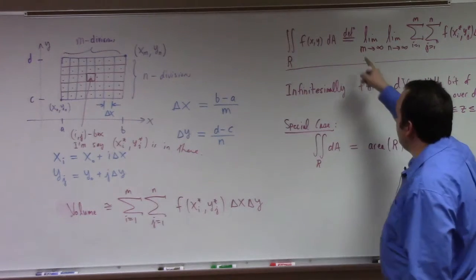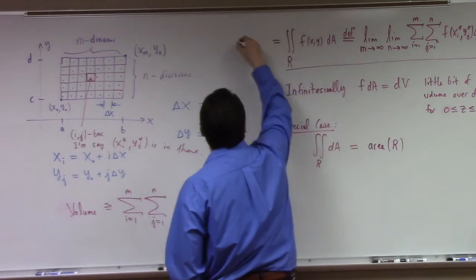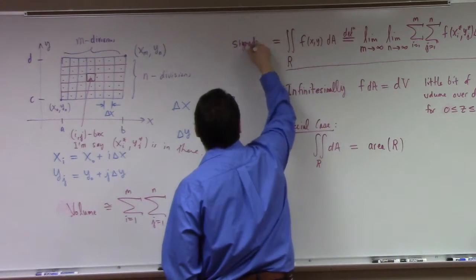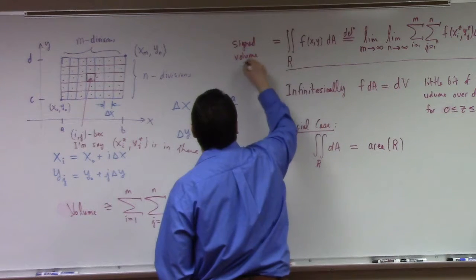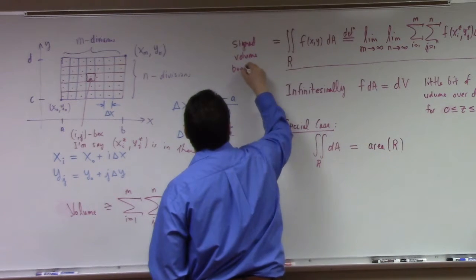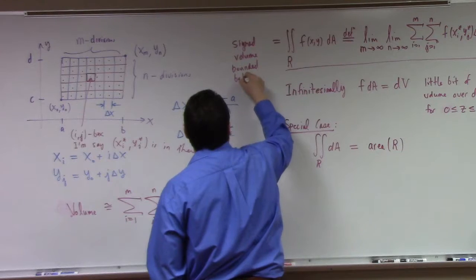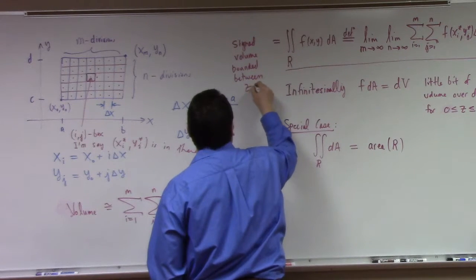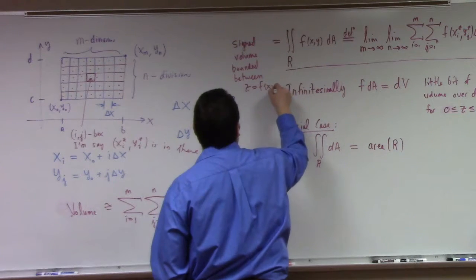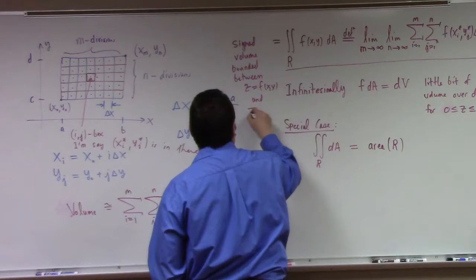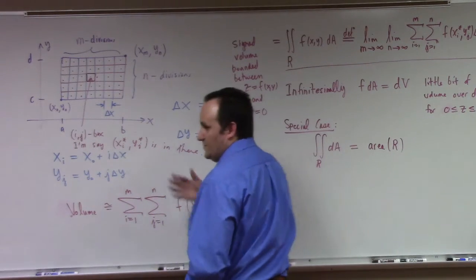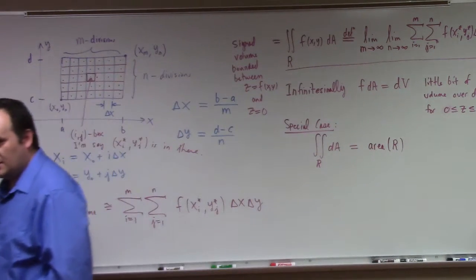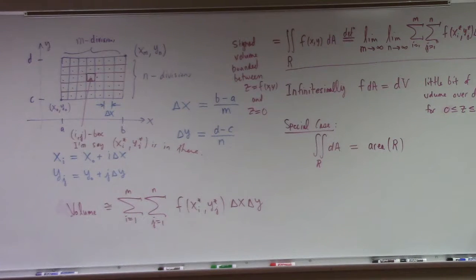Now, technically speaking, this is what you'd call the signed volume, right? Why is that? Signed volume bounded between z equals f of x, y and z equals 0. So basically, volume that's below the xy plane counts as negative in this setup, and volume above the xy plane counts as positive.